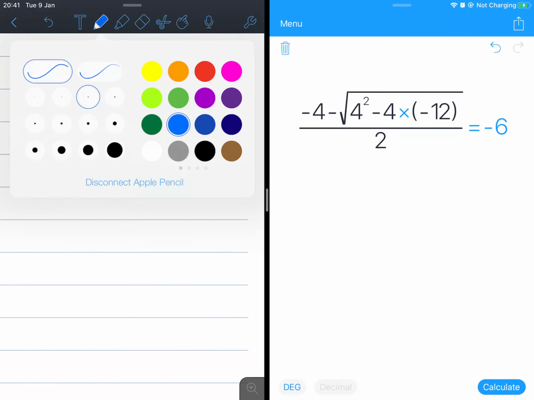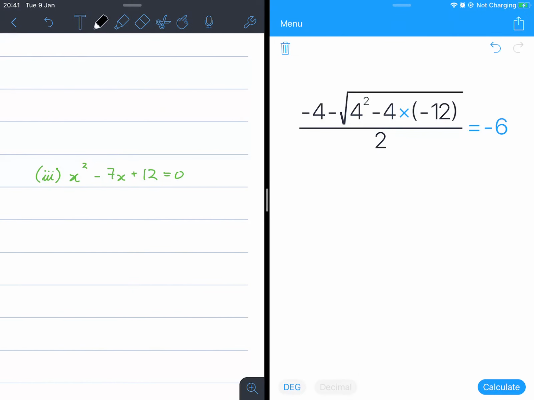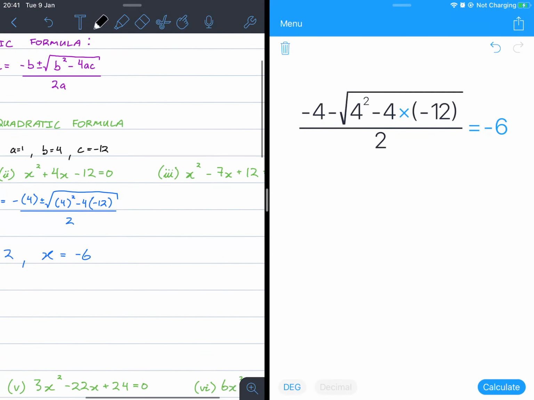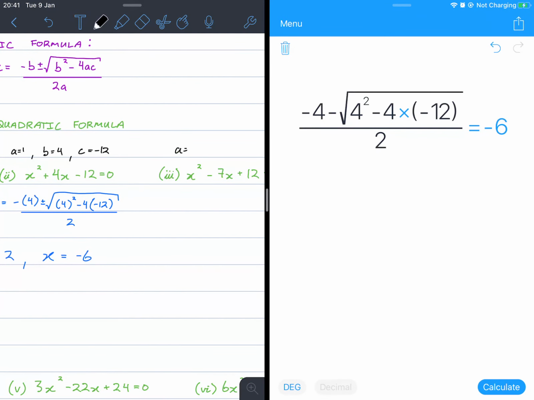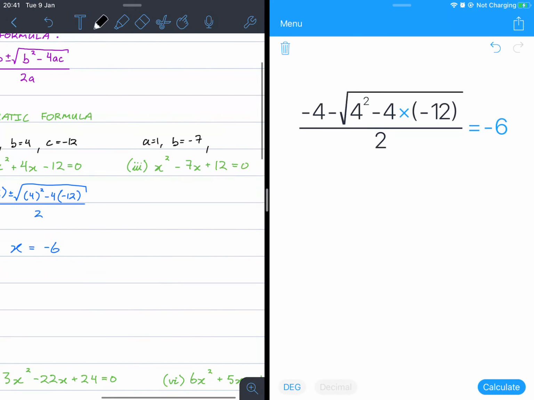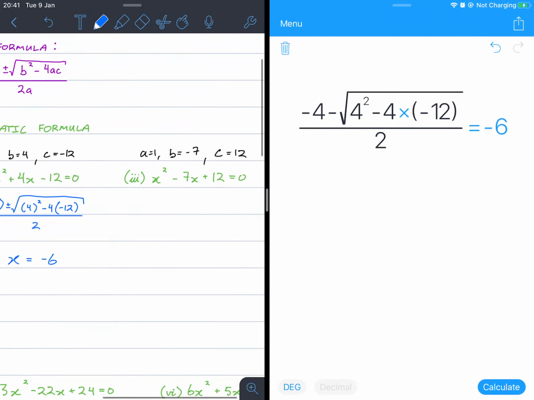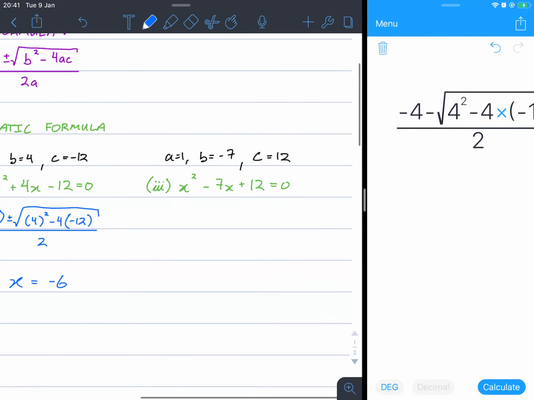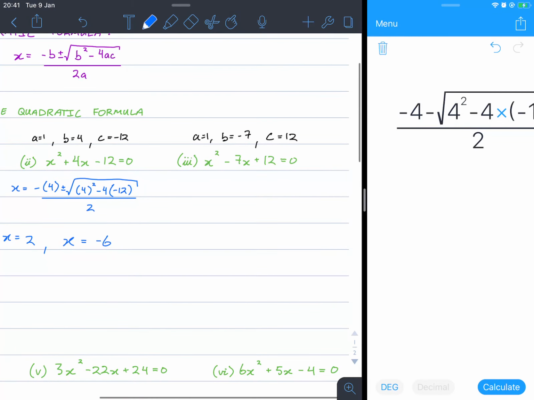One more example before I show you the little challenge that I set myself whenever I do this, because it's so simple. Once again, here we have a equals 1, b equals negative 7, c equals 12. Using the quadratic formula, there it is at the top.